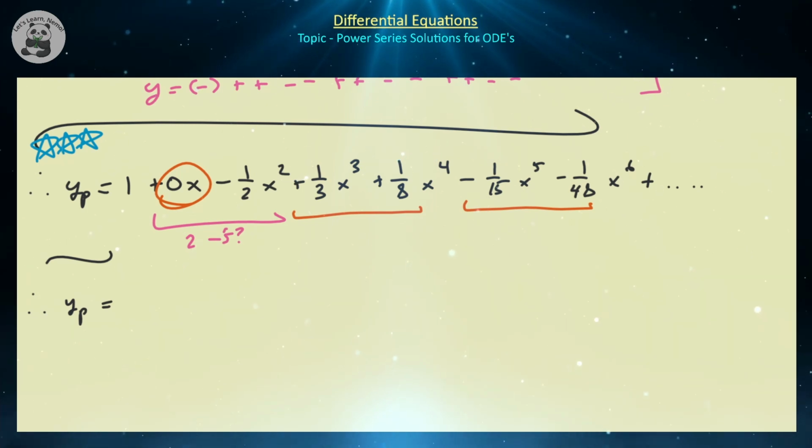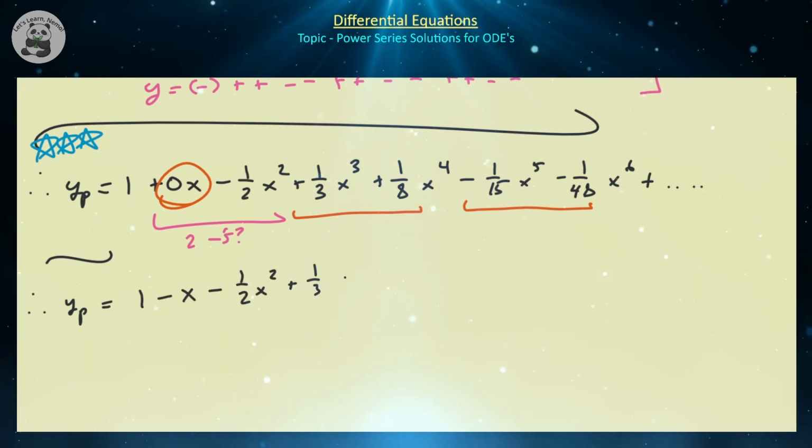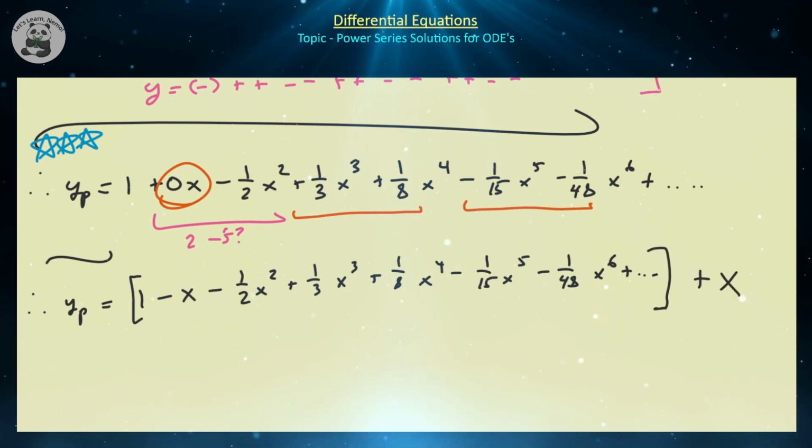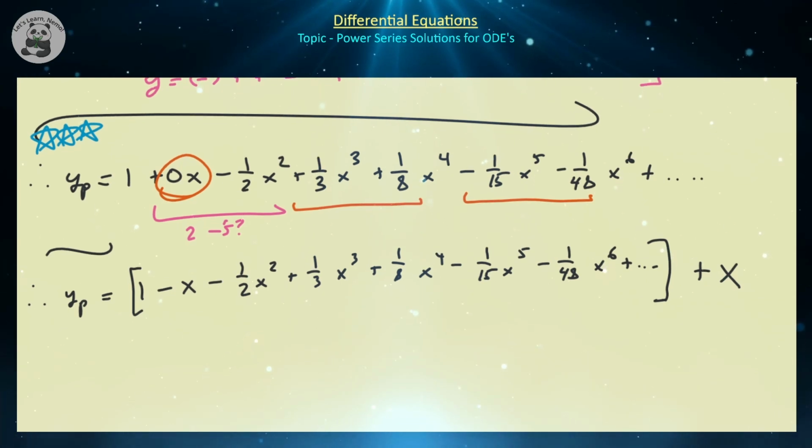But maybe you're trying to build a nice expression for this. So if you are, we can continue, and we can write this as, for example, 1 minus x minus 1/2 x squared plus 1/3 x cubed plus 1/8 x to the 4th minus 1 over 15 x to the 5th minus 1 over 48 x to the 6th plus and so on. But now what I'm going to do, since I did a minus x, I need to put a plus x at the end to balance that off, right?